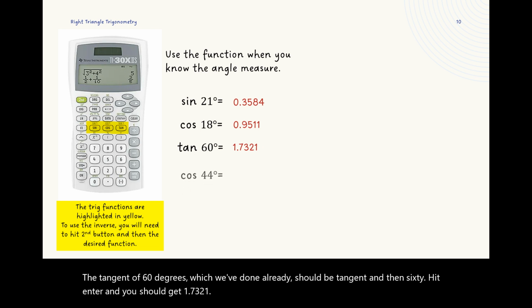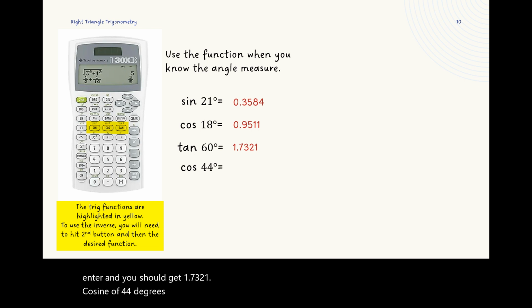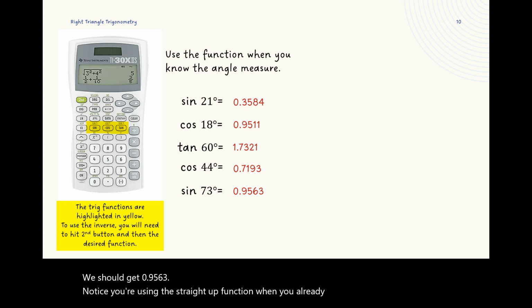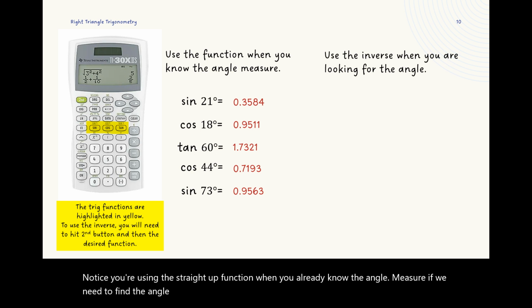Cosine of 44 degrees. You try. It should be 0.7193. Sine of 73 degrees. We should get 0.9563. Notice you're using the straight up function when you already know the angle measure. If we need to find the angle measure, then you're using an inverse function.